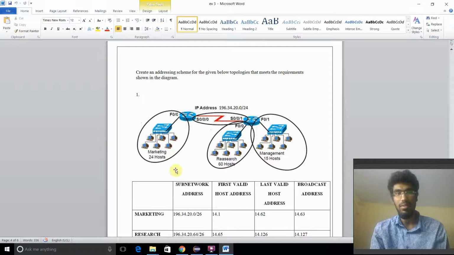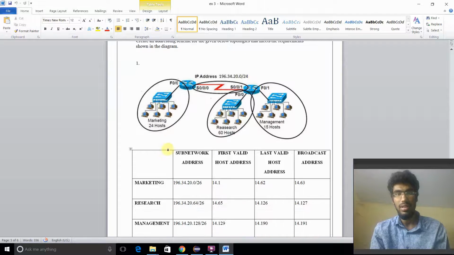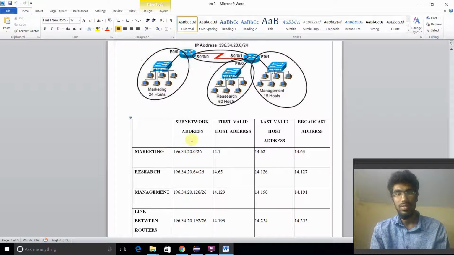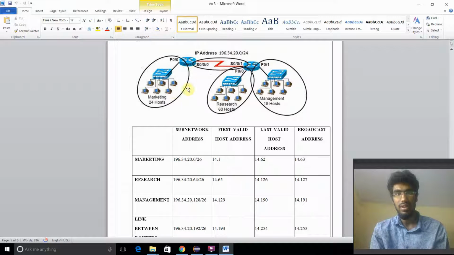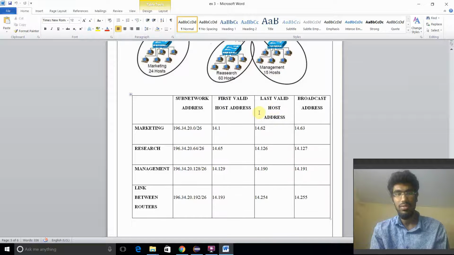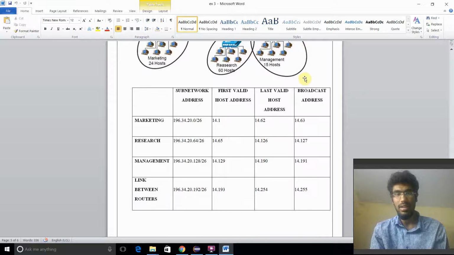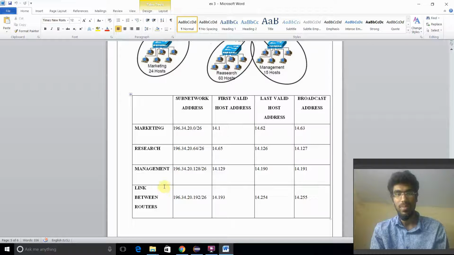Now coming to problem 4, here we have a topology, and since we have 3 connections, the total subnets are 4, so we need to borrow 2 bits. So the first subnetwork address for marketing is 196.34.20.0 and the first valid host address is 14.1 and the last valid host address is 14.62 and the broadcast address is 14.63.